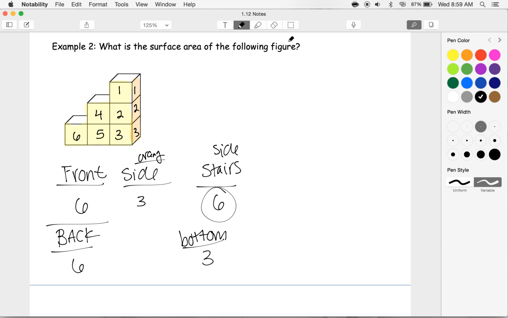Once I have all these values, I can add them. 6 plus 3 plus 6 plus 6 plus 3. When I add those together, I end up with 24 square units.